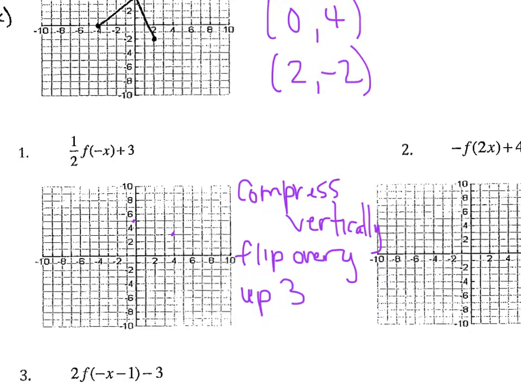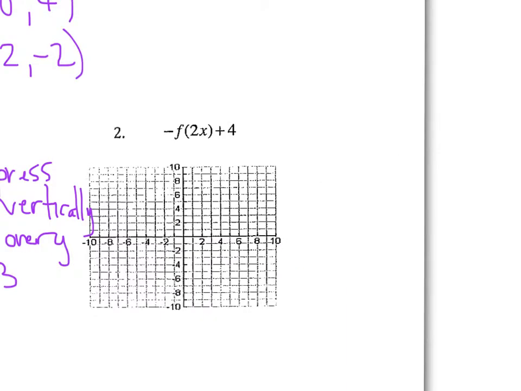My last point, 2, -2, I'm going to divide the y by 2, or actually multiply by 1/2, so it's -2 divided by 2, which is -1. So I have 2, -1, but I'm going to flip it over the y, so it becomes -2, -1, and then I'm going to move it up 3, so it becomes -2, 2. I can always check and make sure it has the same pattern going on, or it should look somewhat similar.